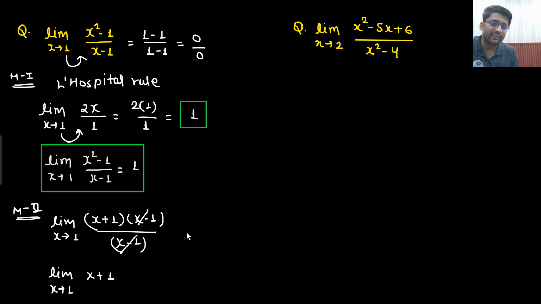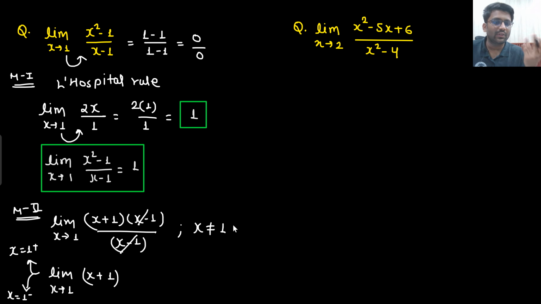But sir, when I am cancelling this out, I need to make sure one thing, that x cannot be equals to 1. And it is absolutely fine. Why is that so? Because when I am calculating the limit x tending to 1, what does this limit mean? That x could be either 1 plus or it could be 1 minus. That's it. X cannot be equals to 1. That is not a matter of concern.